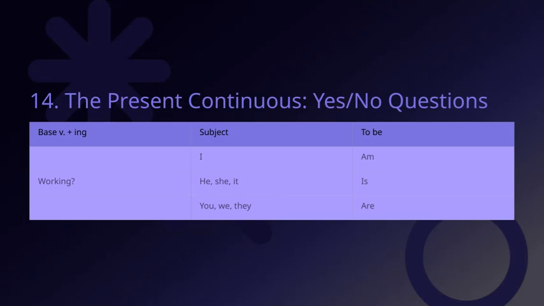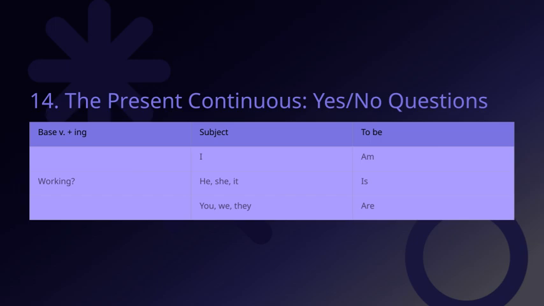Now let's look at how we form yes or no questions in the present continuous tense. When we want to ask a question, we start with the appropriate form of the verb to be, that is, am, is, or are, depending on the subject. For example, if the subject is I, we use am, and then add the base verb plus ing to form the question, like, am I working?